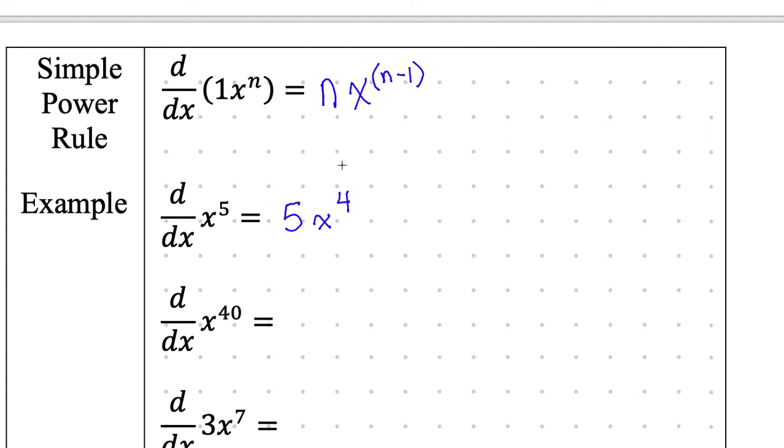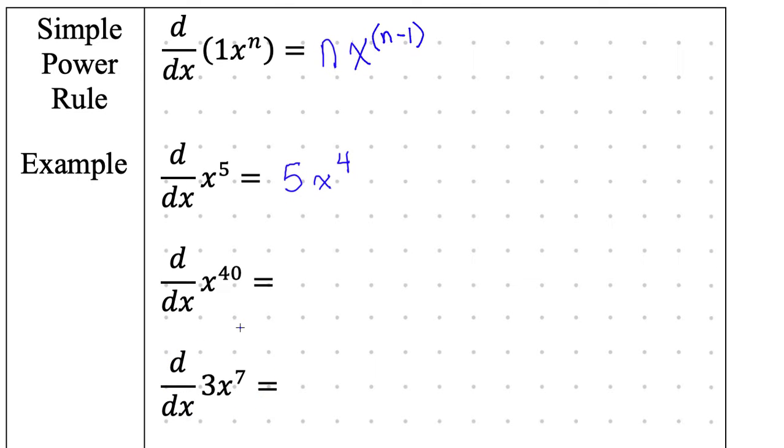5x to the 4th. This rule states, bring this n down. Bring that n down to become a coefficient, and then subtract 1 from it. So this 5, we brought it down, it's now 5, and then subtract 1 from it, 4. And if it has a number in front, the number in front doesn't matter, right? The number in front will be multiplied by whatever you bring down in front. We'll see that in this third example.